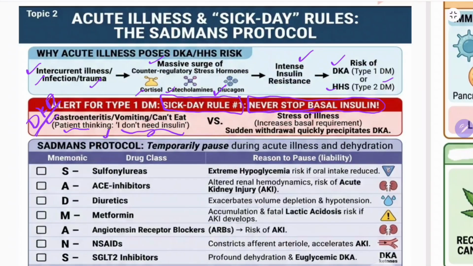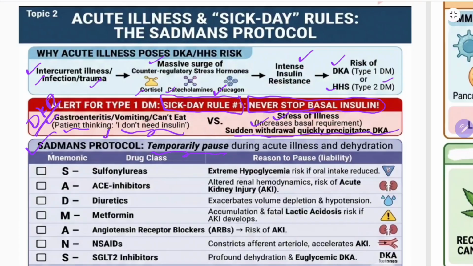Okay, why? Because the stress of illness increases the basal requirement of insulin. That's why sudden withdrawal quickly precipitates diabetic ketoacidosis. That's why this is a very important thing which a type 1 diabetes mellitus patient should be asked about. Third, in the sick day rules, there is something known as the SADMANS protocol. So temporarily pause these SADMANS drugs.